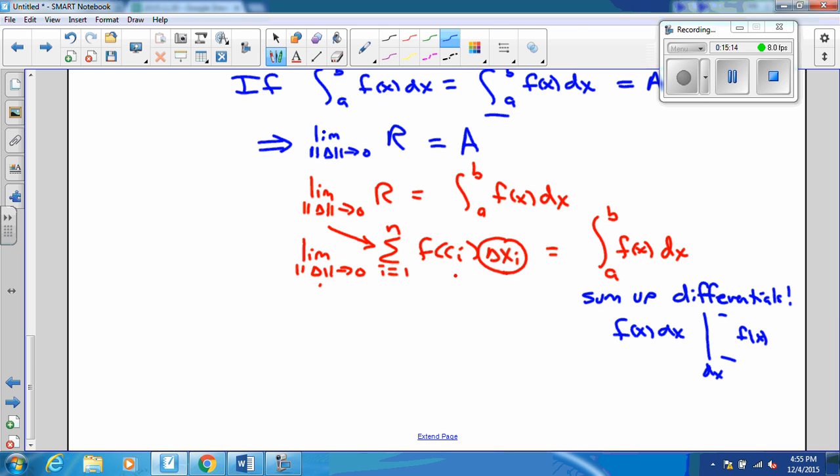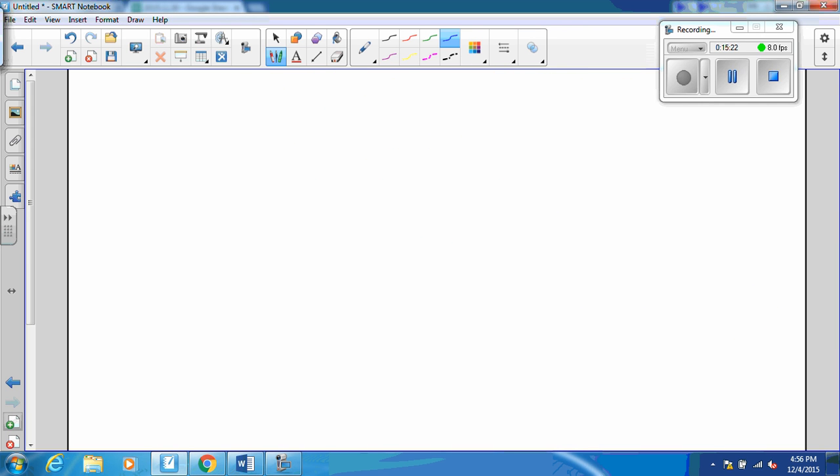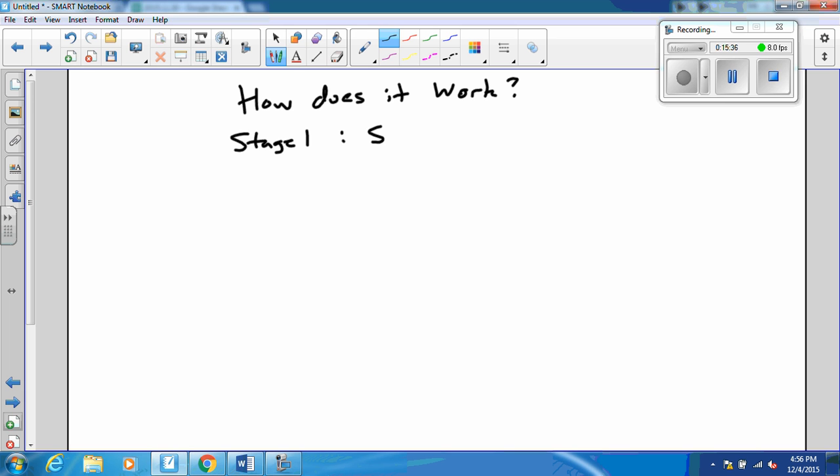So, there's our theory. We are going to evaluate these areas by constructing a Riemann sum and letting the mesh size go to 0. That's the plan. How does this actually work out in practice? I'm glad you asked that question. I'm going to answer this question in 2 stages. Stage 1 we're going to do in this video, and that is that we're going to compute net signed area for simple polynomials. That one we can do by hand.